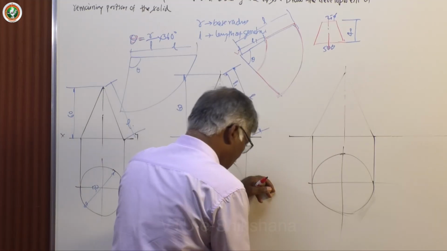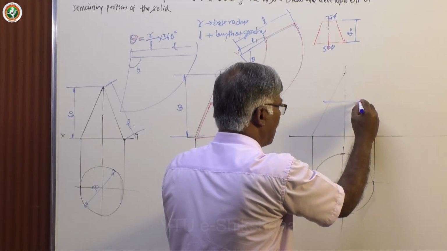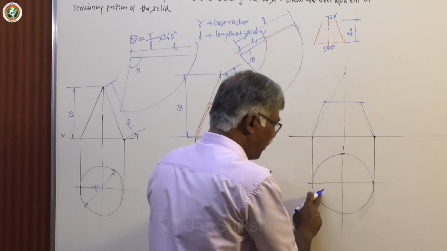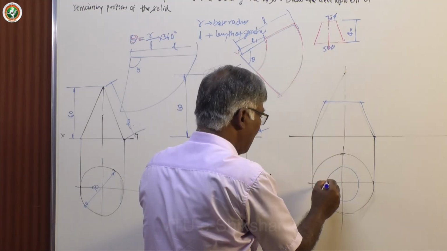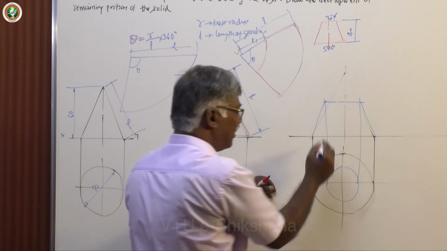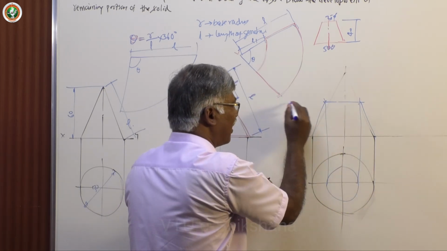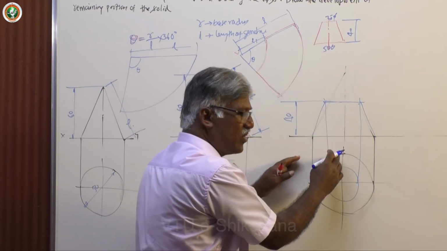Okay, I draw only this figure first, and then draw one more concentric circle of 25, then project. You will get it like this. So how do you get this? You project these points at a height of 40. That's all. Don't draw this first.